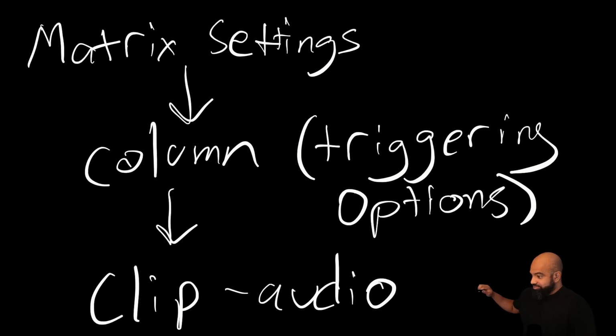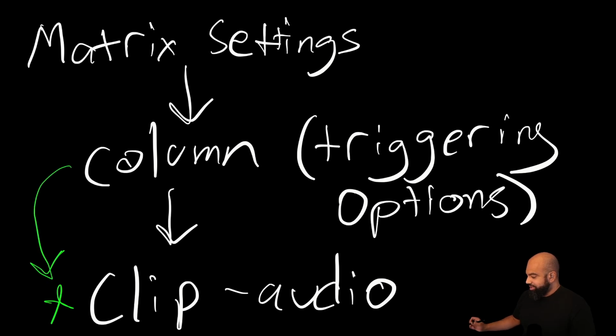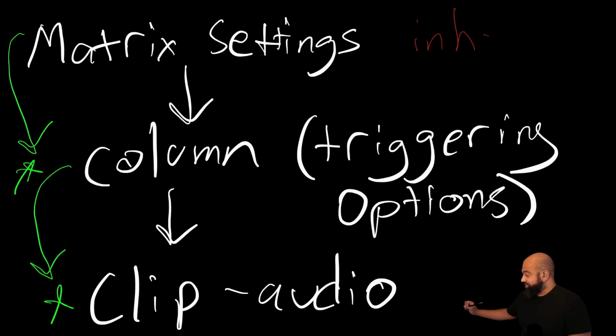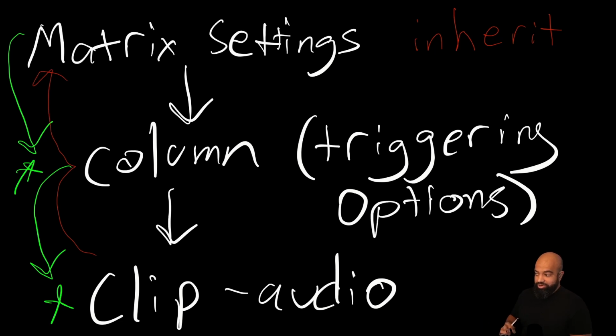So essentially it goes in a tiered hierarchy where if you don't select a certain option down here in the clip, it will take whatever's in the column. If you don't select that option in the column, it will take it from the matrix settings. So when it says inherit inside the clip, it's inheriting the settings from the previous option within this hierarchy. So it goes up the chain if you haven't selected something or if it's automatically set as inherit. That's something to keep in mind.